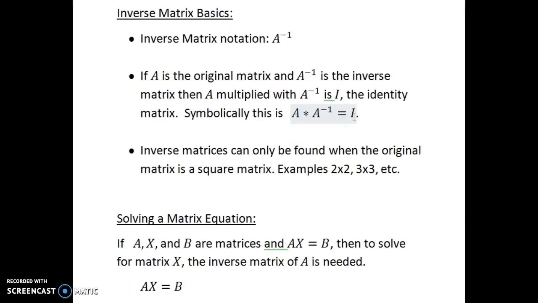Remember, an identity matrix is a square matrix where there are ones along the diagonal going from top left to bottom right, and all of the other entry values are 0. Third point, inverse matrices can only be found when the original matrix is a square matrix. For example, if the original matrix is 2 by 2, 3 by 3, or 4 by 4, then you can actually find an inverse matrix.